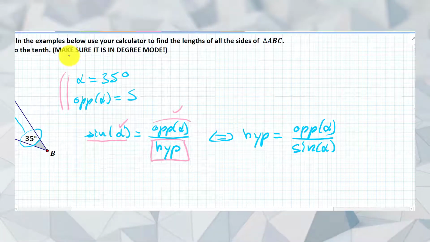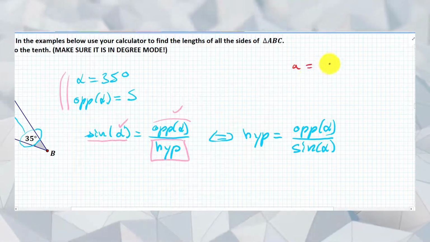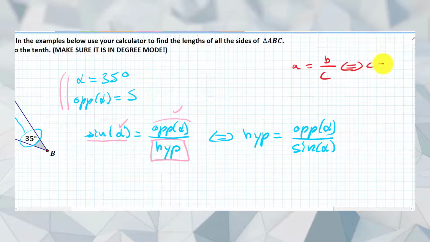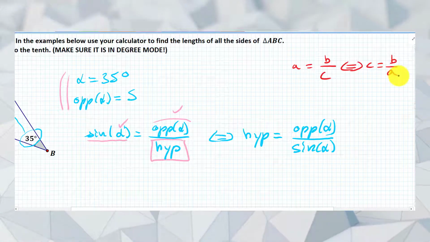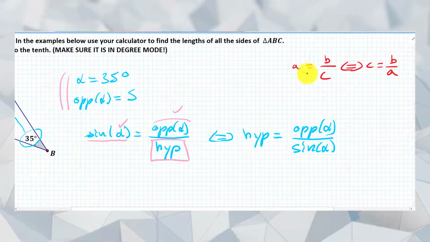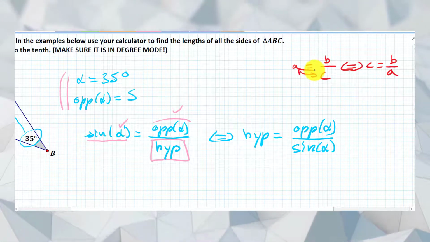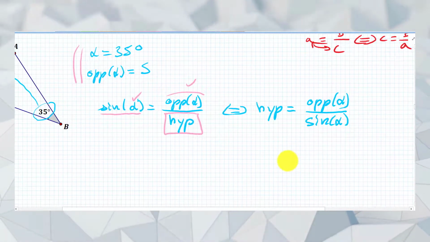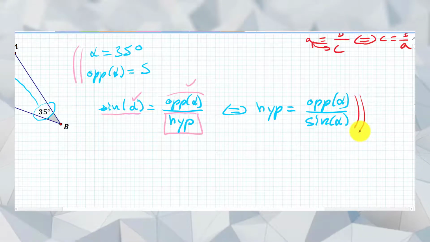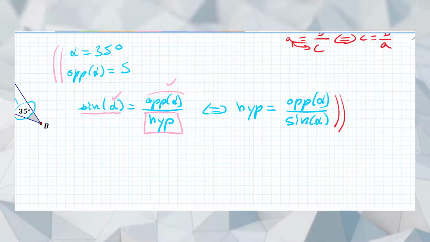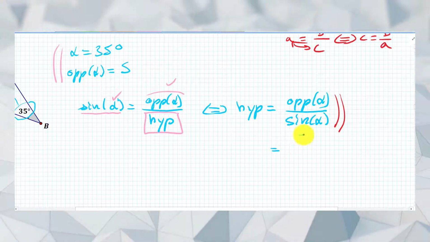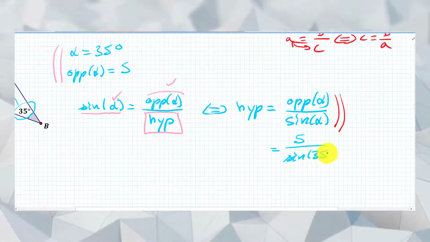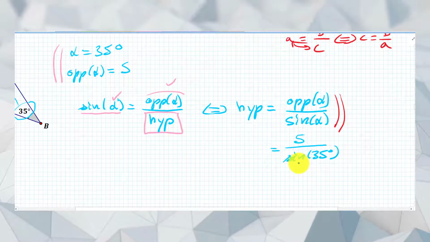Please don't forget the quick way to work with a ratio. If A is equal to B over C, this is the same as C equal to B over A, okay? You multiply both sides by C and you divide by A. You quickly switch the roles of A and C. This is what I did right here. Okay, so with this, I can figure out the length of the hypotenuse. The opposite I said was 5, and the angle is 35 degrees. So it's 5 divided by the sine of 35.